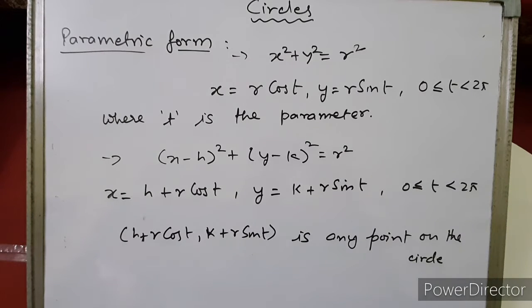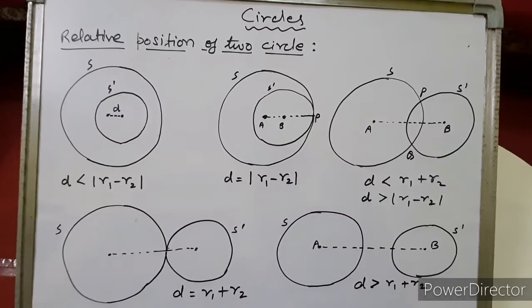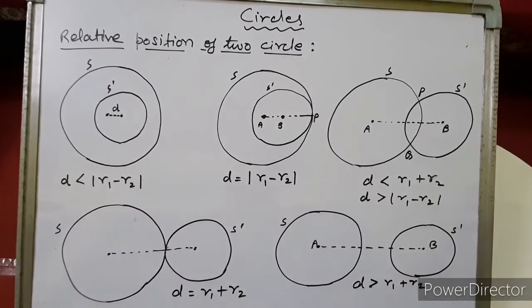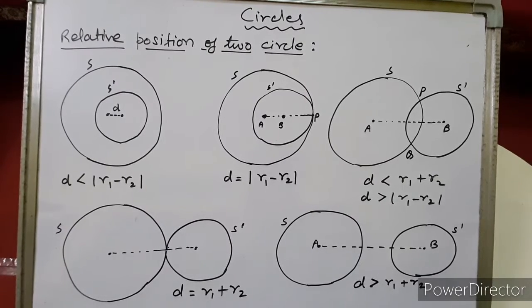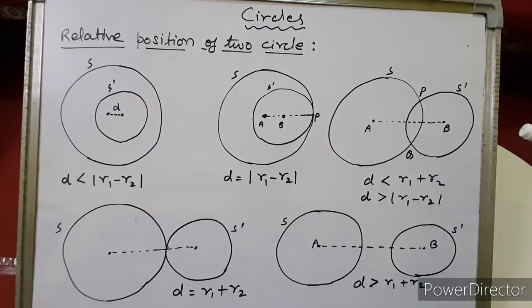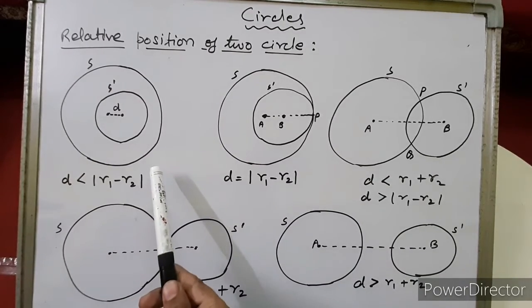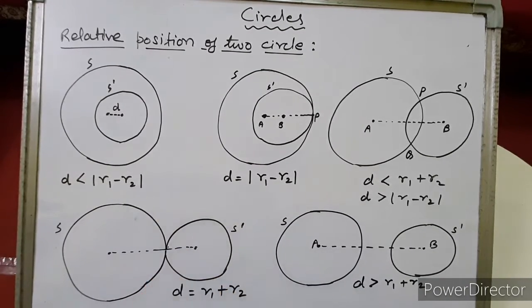Alright, note down please. Next we will be discussing the relative position of two circles. This means that we have to locate the circles, whether one circle with respect to the other. Okay, let's see this. Here we can see that the smaller circle is completely inside the bigger circle. So if we assume that small d is the distance between the centers of the circles, R1 is the radius of the bigger circle and R2 is the radius of the smaller circle.